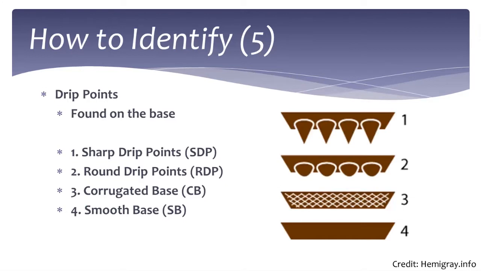The 5th thing to look for is drip points, and they're found on the base of the insulator. There are 4 different types. There's the sharp drip point, the rounded drip point, the corrugated base, and the smooth base. Now we have all 4 types here at the museum in our collections, which is pretty special. So we get to see an example of all these 4 types. The purpose of the drip base is basically to wick water away from the insulator, so it would drip off the bottom. I'm not quite sure the idea behind the corrugated or smooth base. But there are just 4 types to look for.